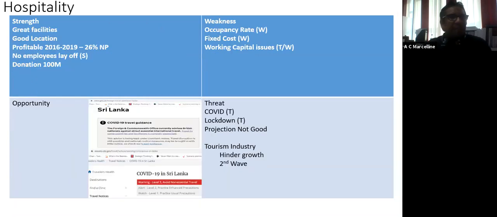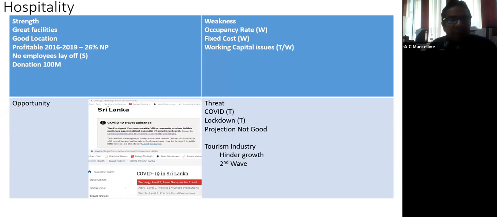Hospitality, from a similar perspective: great facilities, good location. They were profitable till 2019, so you can see that they have grown. There were no employees being turned off. That's an absolute strength to go with. We donated 100 million, which is also pretty good because we have established our name, our brand, in the market also. The weaknesses: the occupancy rates, obviously, we have not done great in occupancy. The fixed cost is high. The working capital issues are there for us.